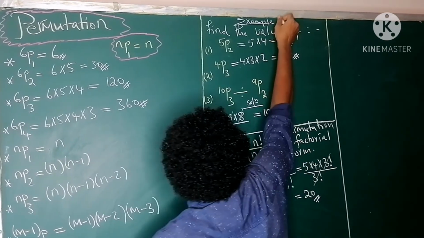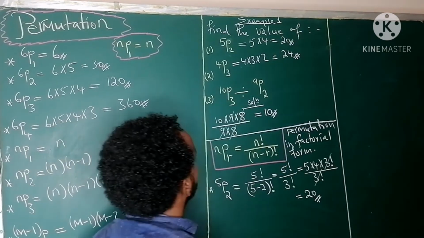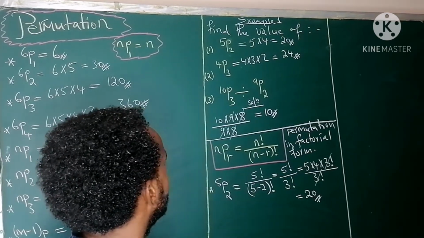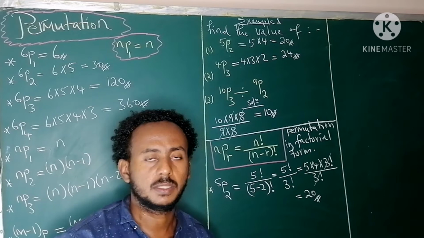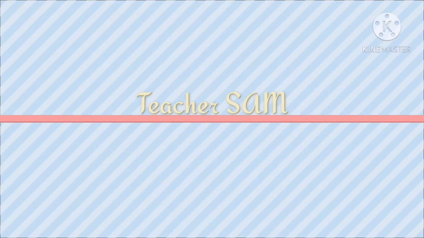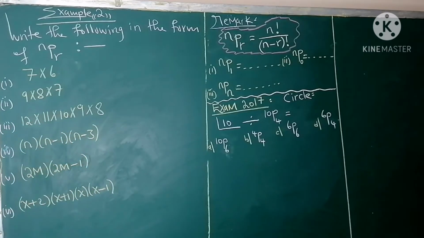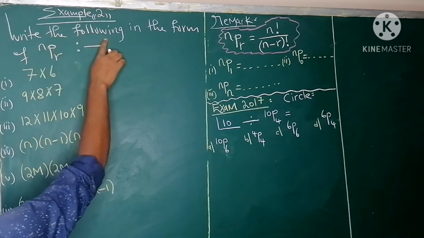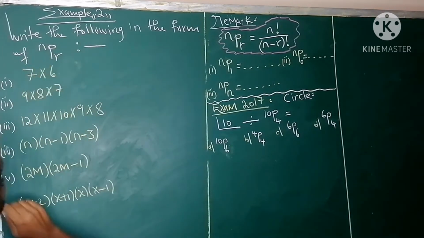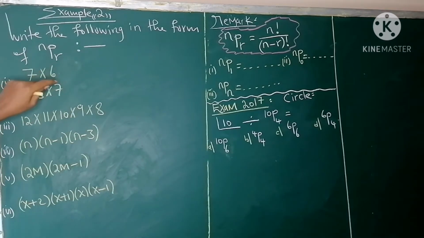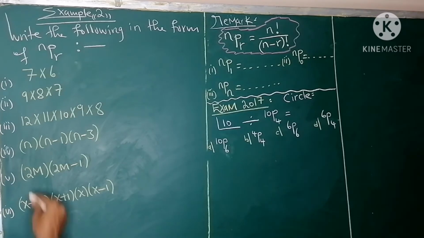So this is example number 1, find the value of, that is how we find the values. Now let us see more examples. Now we can go to example number 2. It says, write the following in the form of nPr. What does nPr mean? It means put them in permutation form.